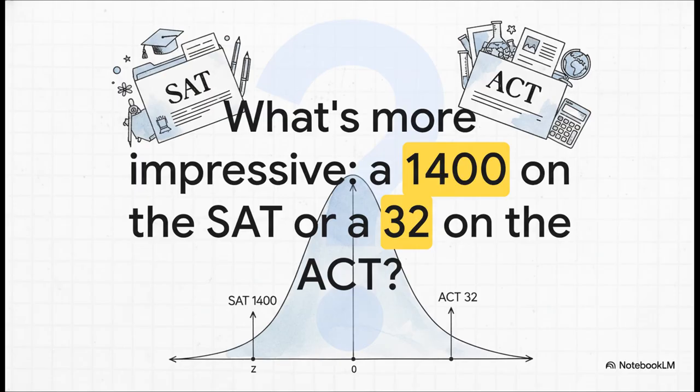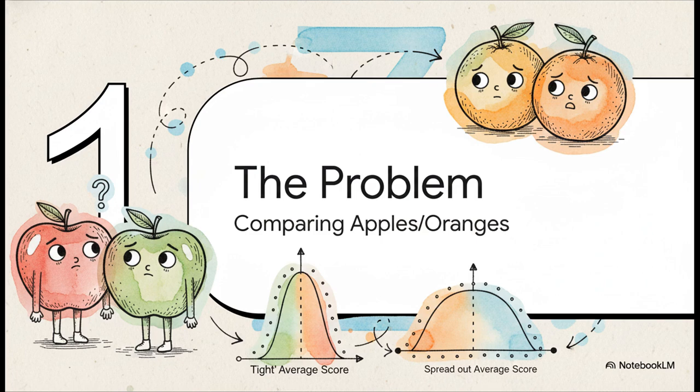Let's say you're looking at two college applicants. One got a 1400 on the SAT, the other a 32 on the ACT. So which one's better? Right off the bat, it's kind of impossible to say, isn't it? And that gets us right to the heart of the problem. Trying to compare those two scores directly is, well, it's the classic case of comparing apples and oranges.